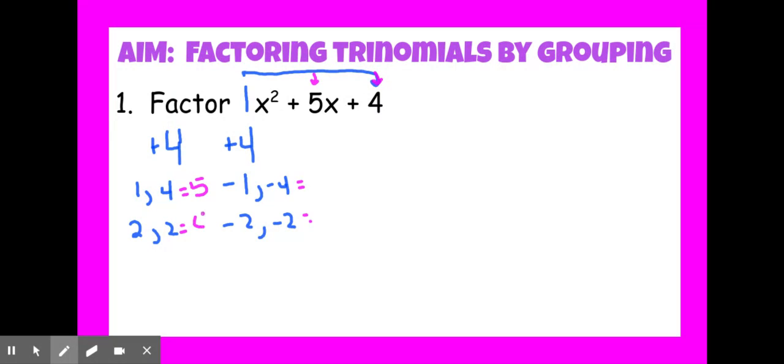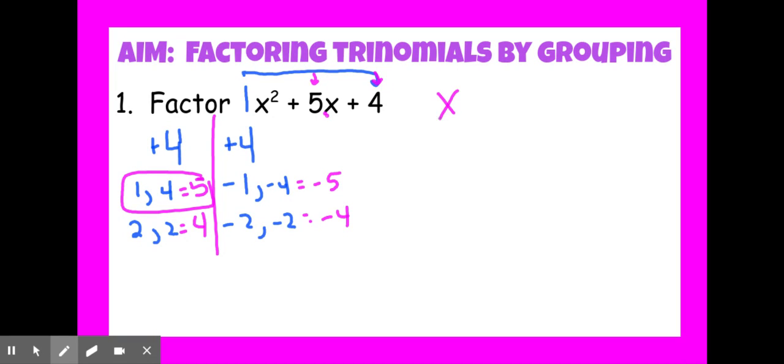2 plus 2 is 4. -1 plus -4 is -5. And -2 plus -2 is -4. So yes, we're going to use these two numbers. That's what breaks up the two numbers, not the black one. I meant the purple one. The purple one's going to give us our positive 5, which we have here.